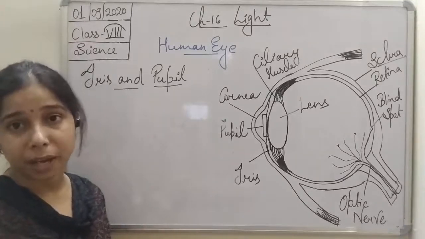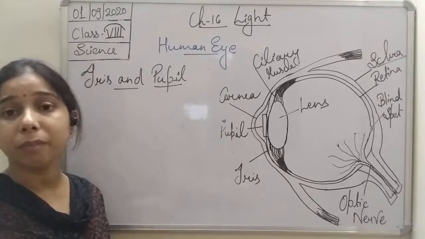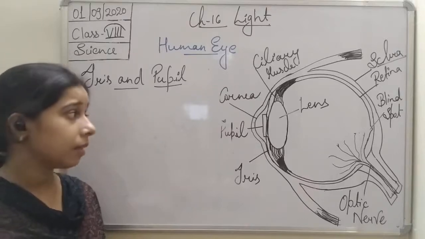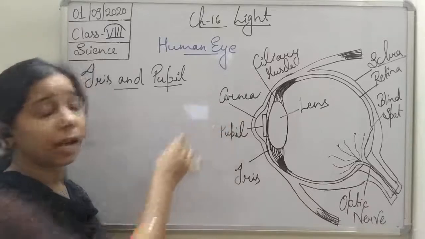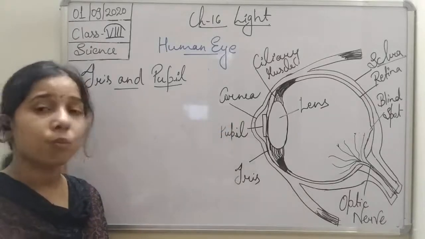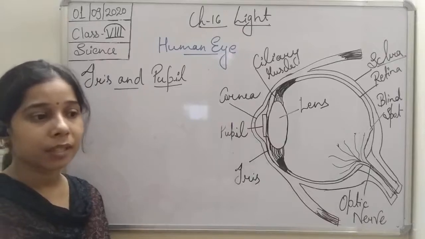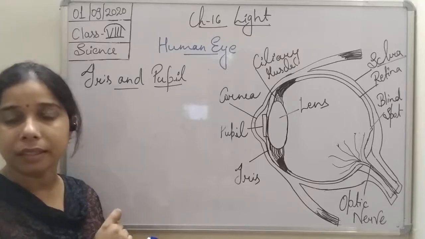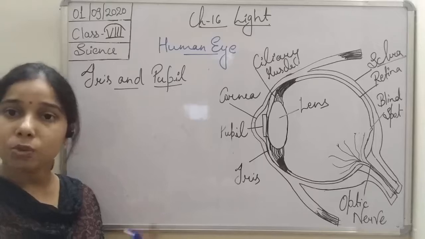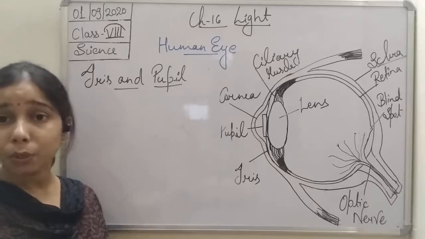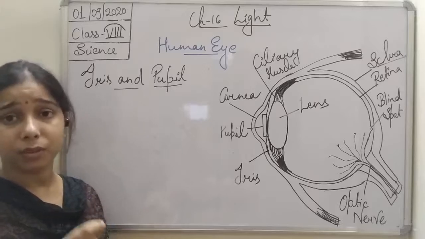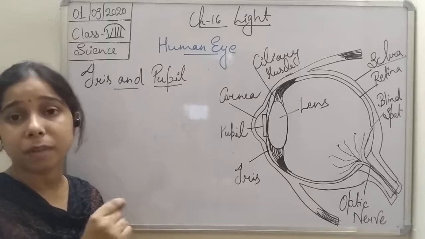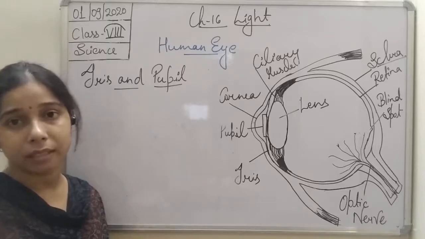The iris is a colored muscular diaphragm. You can understand that it lends color to the eye. It is the colored diaphragm which is present just behind the cornea. What is the pupil? The pupil is a dark circular structure which is present at the center of the iris. So the iris is the colored diaphragm that gives color to the eye, and the dark black circular portion at the center of the iris is the pupil.